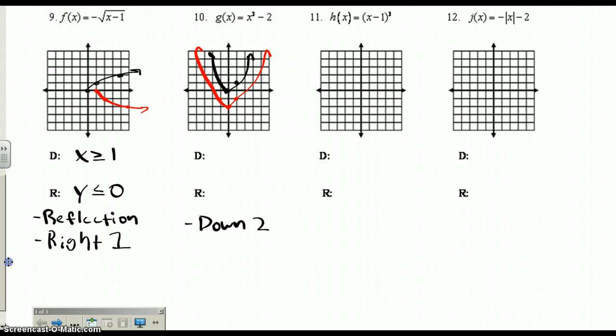Okay, let's describe that domain and range. Domain goes from negative infinity to positive infinity, so we get all reals. And the range, that lowest y value is at negative 2. So everything's got to be greater than or equal to negative 2.